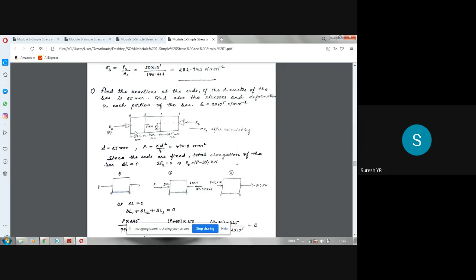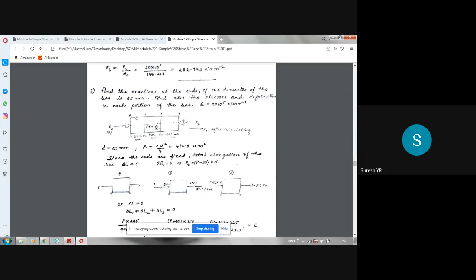A, B, C, D. RA is the reaction here. RD is the reaction here. Okay. So of course, here it is a uniform diameter. 25 mm is the diameter. Area is same. Now, since the ends are fixed, total elongation of the bar delta L is equal to 0. That is a very important thing here.